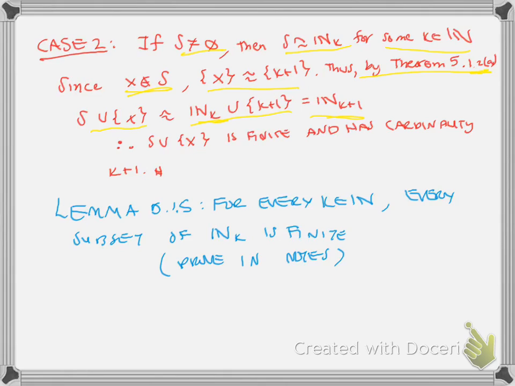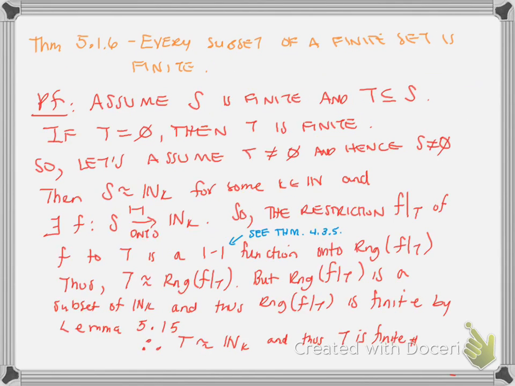And you should go back and look at that theorem to make sure you understand how it fits in this problem. Therefore, S union the set containing x is finite and has cardinality k plus 1. All right, so the next lemma that I want you to prove in your notes, I'm not going to prove it in this video, is this. For every k belonging to the naturals, every subset of n sub k is finite. So prove it in your notes, and if you don't understand anything in that proof, just bring it back. We'll go over it sometime next week when we come back from the break.